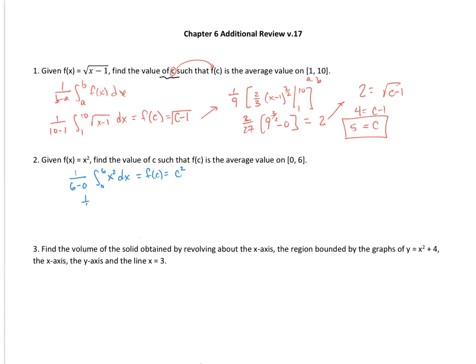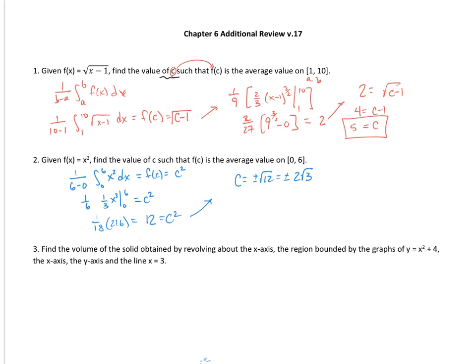We end up with 1/6, and then here when we integrate, we'll have 1/3 x cubed on the bounds from 0 to 6. This equals c squared, and here we end up with 1/18. 6 cubed is 216, so 1/18 times 216 gives me 12, which is what my c squared is going to be. So now this problem ends up being just slightly different because when we solve for c, we get plus or minus the square root of 12, which is plus or minus 2√3 when I simplify this.